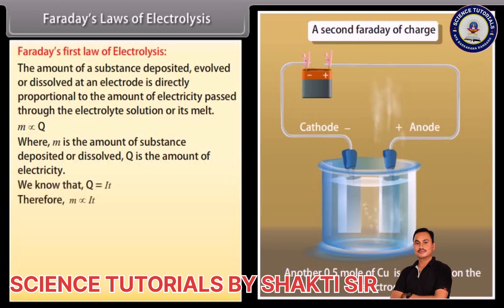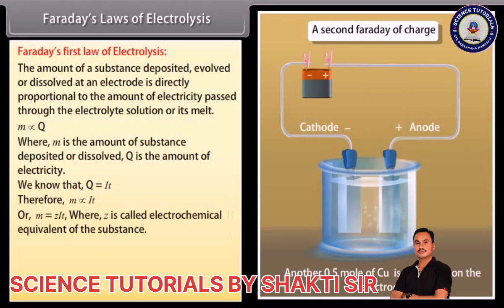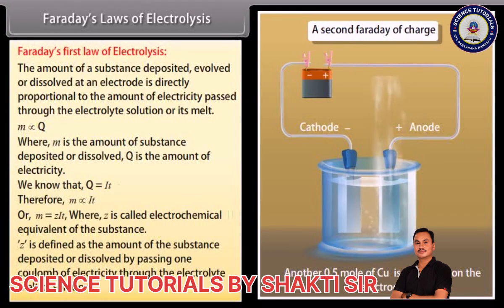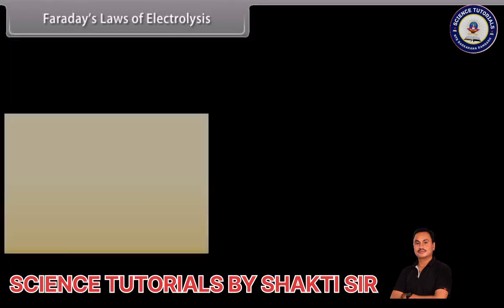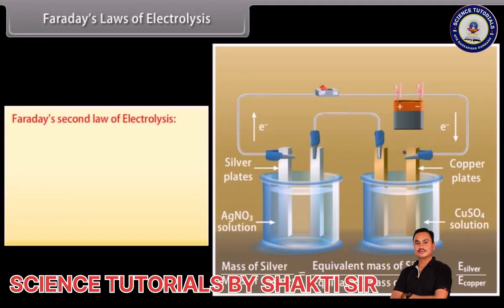We know that Q is equal to I times t. Therefore, M is directly proportional to I t. It can be written as M is equal to Z I t, where Z is called the electrochemical equivalent of the substance. Z is defined as the amount of the substance deposited or dissolved by passing 1 coulomb of electricity through the electrolyte melt or solution. Faraday's second law of electrolysis.